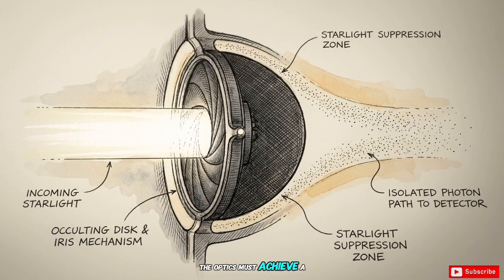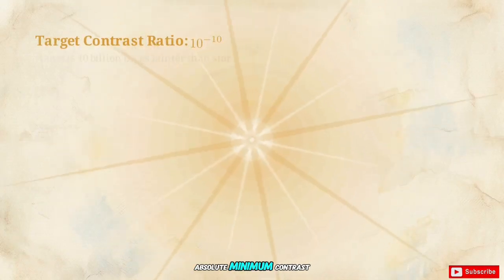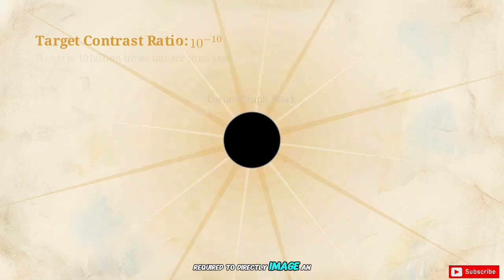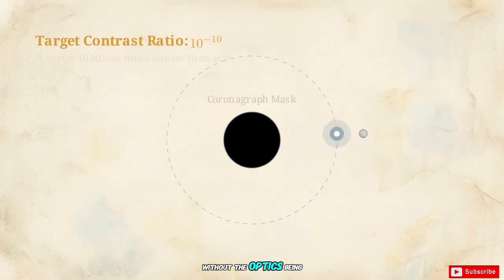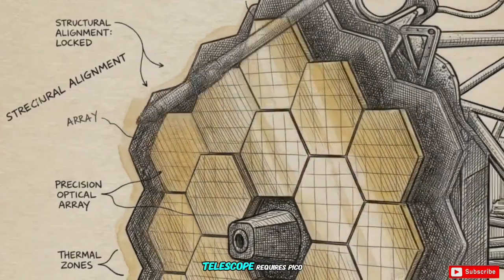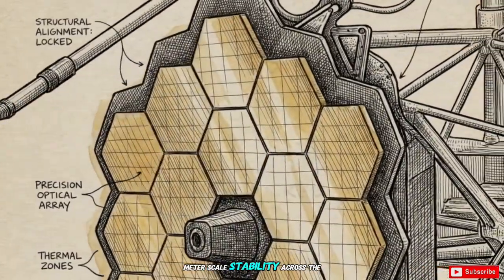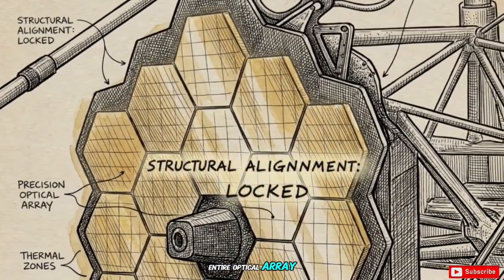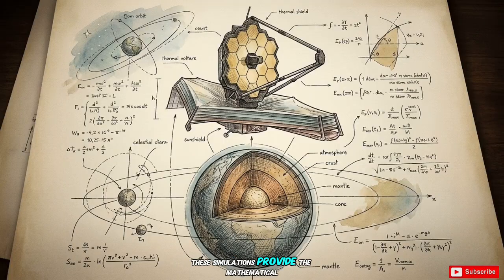The optics must achieve a planet-to-star contrast ratio of 10^-10 at visible wavelengths. That specific ratio is the absolute minimum contrast required to directly image an Earth twin without the optics being entirely blinded by the host star. To maintain that starlight suppression, the physical structure of the telescope requires picometer scale stability across the entire optical array. These simulations provide the mathematical baseline for the structural blueprints of billion-dollar space missions.